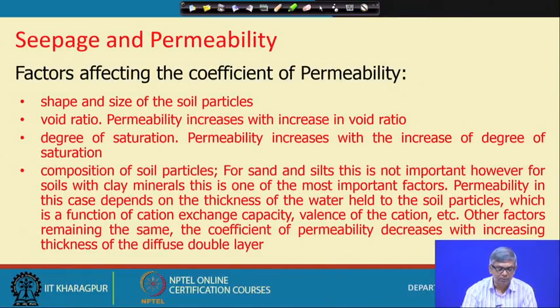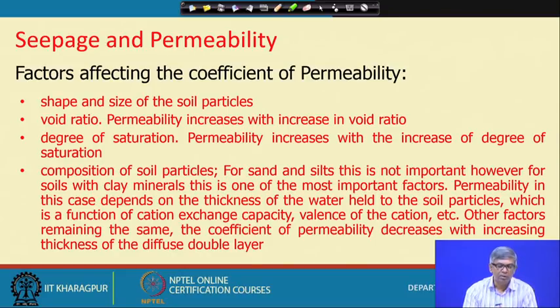Now, factors affecting permeability. I have shown that table also, the bigger the particles, the more the permeability. There are a number of factors on which the permeability of soil depends. The shape and size of the soil particle, that is obvious, we can see that from the table. Void ratio, that means how much voids are present. Permeability increases with increase in void ratio, obvious actually, more voids then more path to flow. Degree of saturation, again the permeability increases with increase of degree of saturation, that is another point.